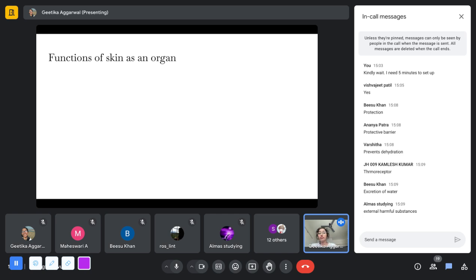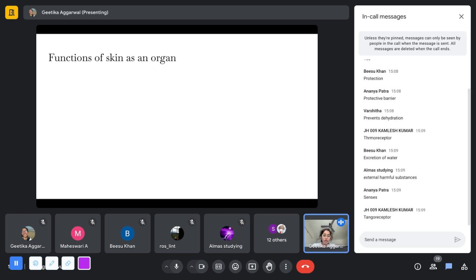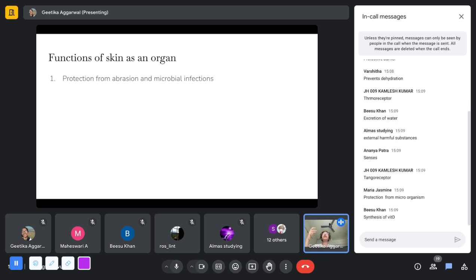So, coming to the different functions of skin as an organ, it's a sensory organ, very correct. As you mentioned, it protects us against abrasion, against getting wounded very quickly, and it protects us against different microbial infections. It prevents dehydration because it prevents the loss of water from our body. But it also allows us to excrete the excess amount of water that we might have during osmoregulation, as we discussed last week. So it allows excretion of water, salt, and organic matter in the form of sweat.